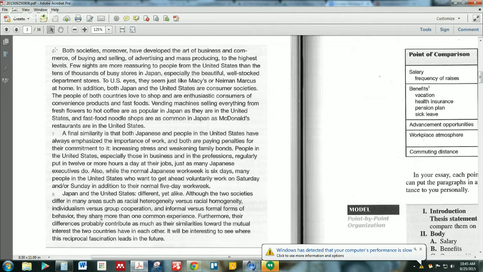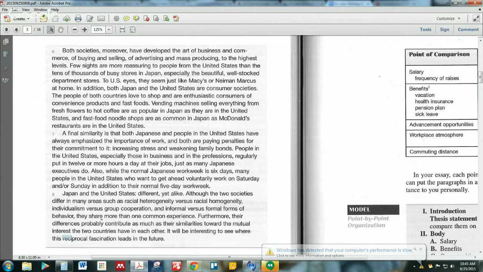Japan and the United States, different yet alike. Although the two societies differ in many areas, such as racial heterogeneity versus racial homogeneity, individualism versus group cooperation, and informal versus formal forms of behavior, they share more than one common experience. Furthermore, their differences probably contribute as much as their similarities toward the mutual interest the two countries have in each other. It will be interesting to see where this reciprocal fascination leads in the future.